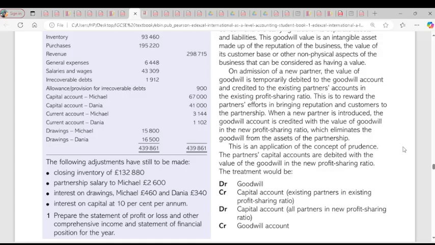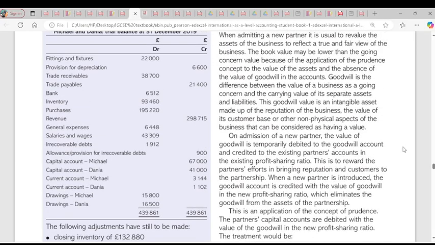So in our non-current assets, we have fixtures and fittings, 22,000. Then provision for depreciation is made for fixtures and fittings. Provision for depreciation is 6,600. So 22,000 minus 6,600 will give us our carrying value. Assets minus provision for depreciation gives you your carrying value, which is 15,400. That's for fixtures and fittings.